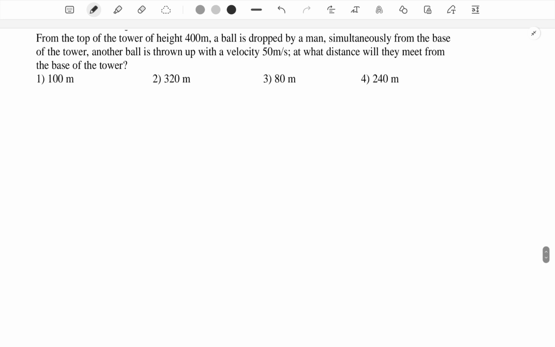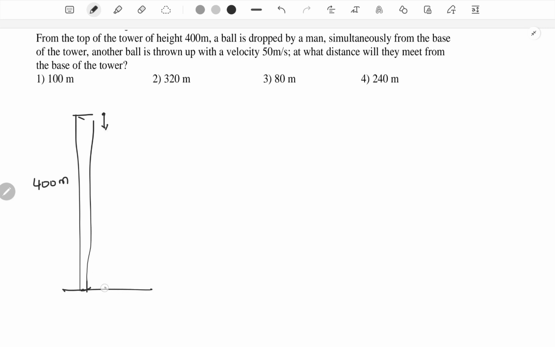From the top of a tower of height 400 meters, a ball is dropped by a man. Simultaneously, from the base of the tower, another ball is thrown upwards with a velocity of 50 meters per second. At what distance will they meet from the base of the tower? So the tower that we have has a height of 400 meters. At this instant, you drop the body. At the same instant, we took a body and threw it up with a velocity of 50 meters per second.